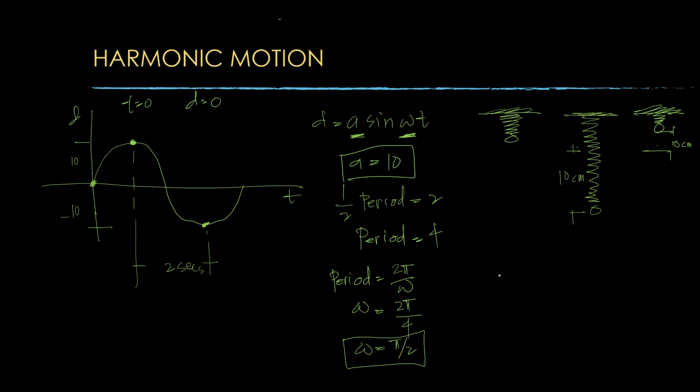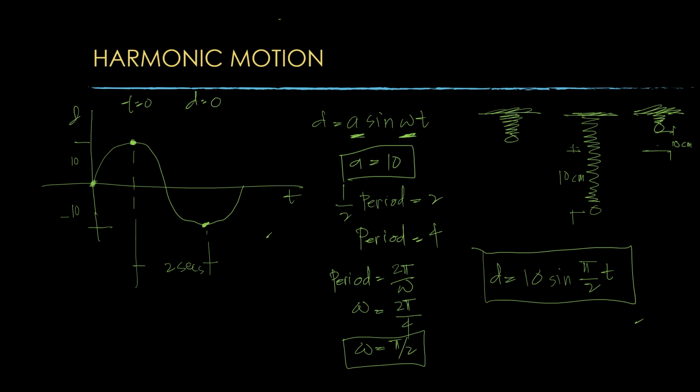Our function, therefore, is equal to D is equal to 10 sine of omega, which is pi over 2, times the time. This is now your function. And this is now your graph. Ito na yung graph mo, ito na yung function mo. Do you have any question? This is for the harmonic motion.